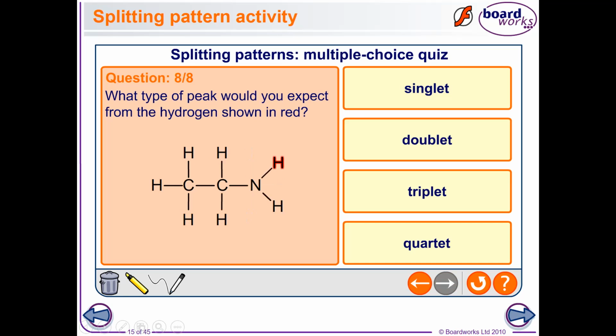And what about these hydrogens here? Well, this hydrogen is attached to a nitrogen. And as we know, once it's attached to an atom other than carbon, it's a singlet.